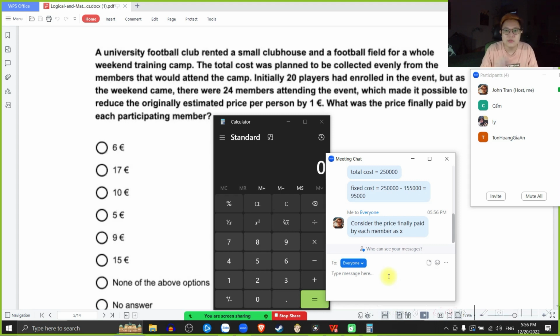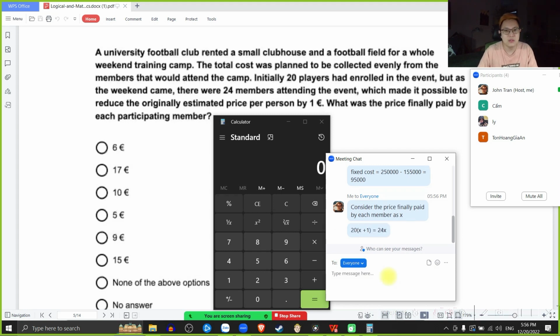So at first it was 20 players times x plus 1, which will equal 24 members times x. The 24 people at the end each pay x, while at first there were 20 people paying x plus 1. But the total cost should be the same. So we solve this equation: 20x plus 20.